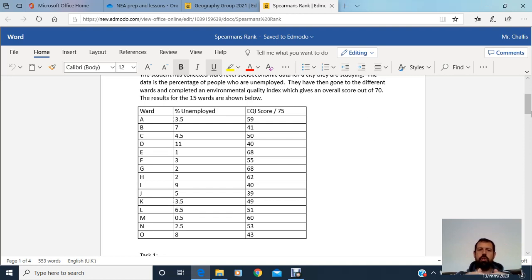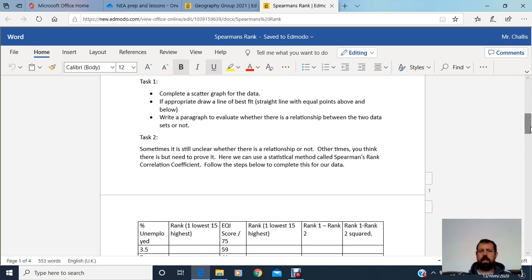So it's really important just to realise that Ward A, 3.5% unemployed, 59 on the EQI out of 75, those two numbers go together and all the way down. That's going to happen throughout any sort of calculations we do. Now, you see there, task 1.